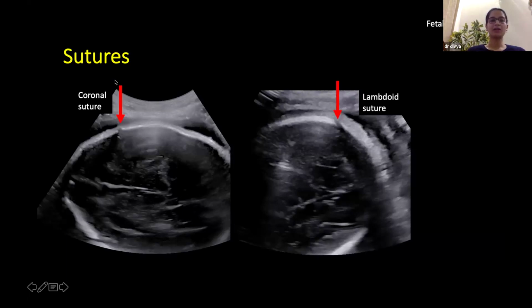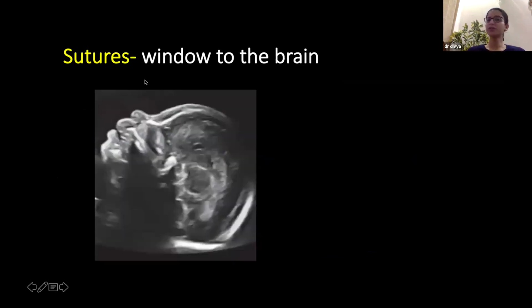To look at a suture in grayscale, the ultrasound beam has to be at right angles, or at 90 degrees, to the suture. Here, this is the anterior part of the head. This is the thalamus. So this is anterior, and one can appreciate the coronal suture between the frontal and the parietal bone. In this case, this is the posterior part of the head, and one can appreciate the lambdoid suture between the parietal and the occipital bone.